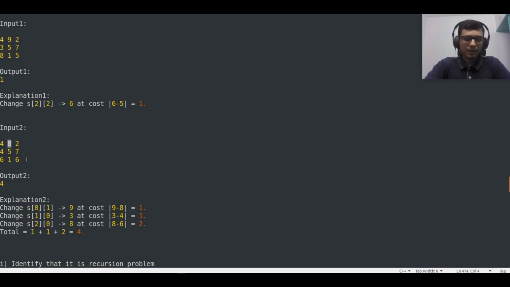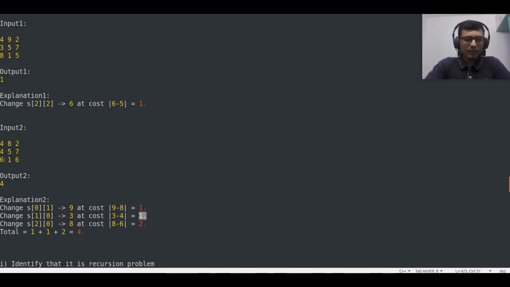So basically we'll replace this 8 with 9, and the cost of doing that is absolute value of 9 minus 8, which is 1. The second replacement that we'll perform is at s of 1, 0, which is here, and we'll replace this 4 by 3, and the cost of doing that is absolute value of 3 minus 4, which is 1.